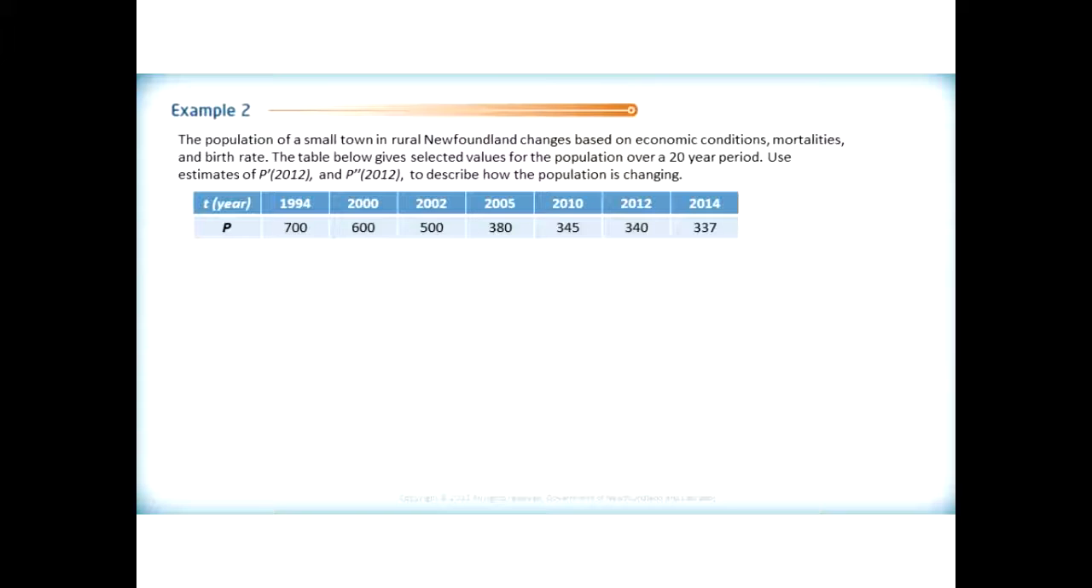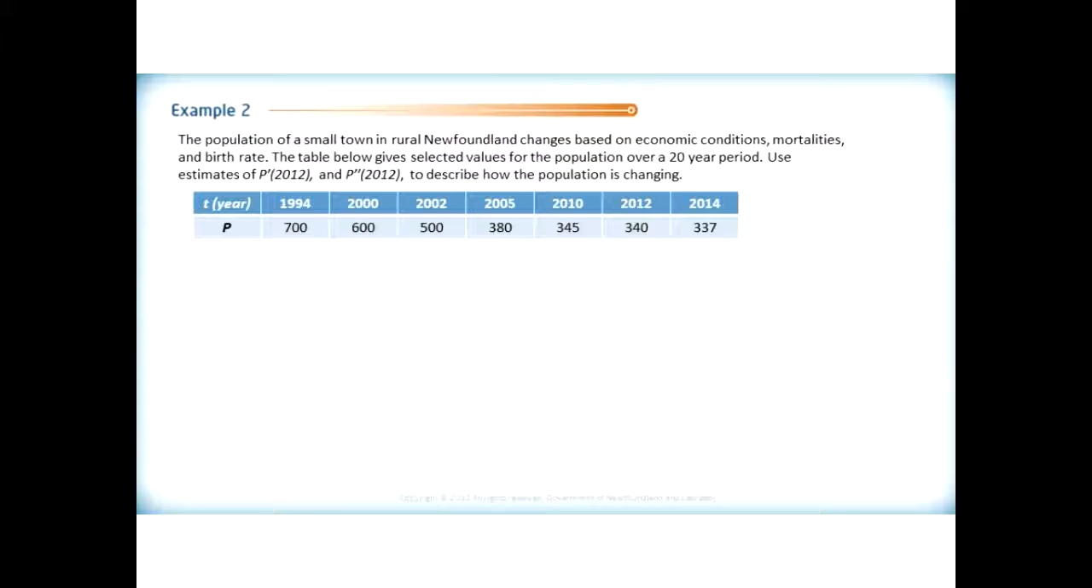Okay, so the table below gives selected values for the population over a 20-year period, and selected they are. Use estimates of P prime at 2012 and P double prime at 2012 to describe how the population is changing. Okay, so let's figure out an estimate for this one first, and then we'll get an estimate for this one if we can, and then after we've got those two things, we'll see if we can understand something about how this population is changing.